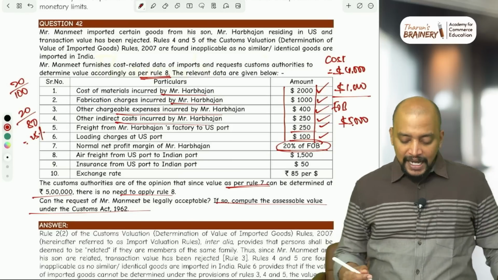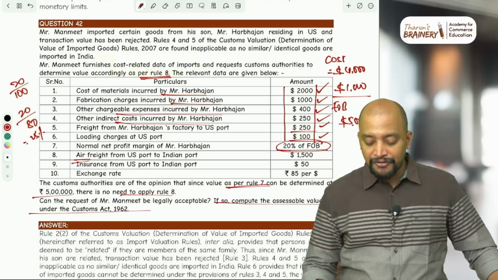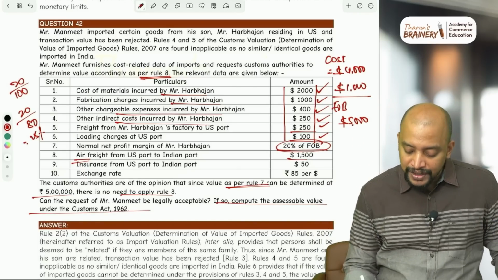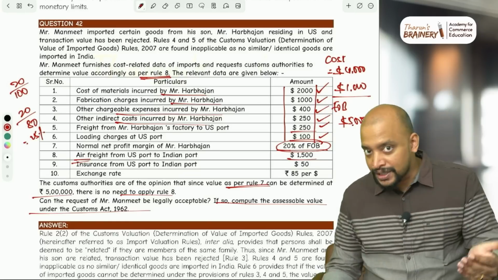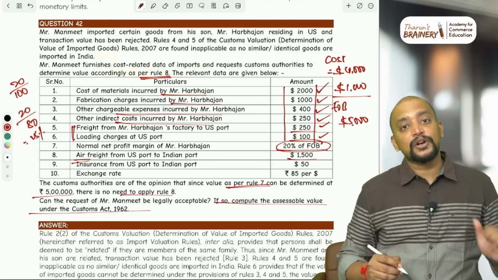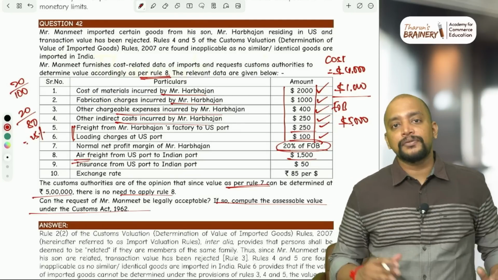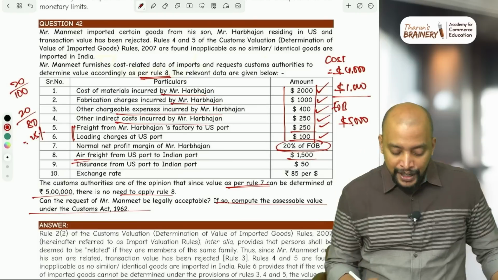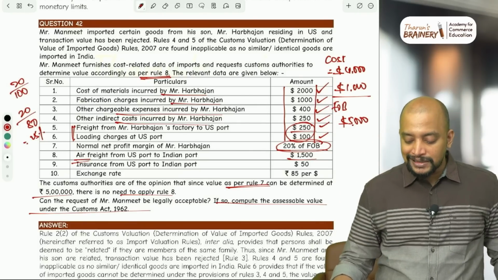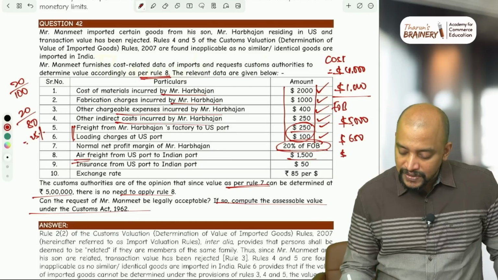Now they have given air freight. So what do we need to do with air freight? Actual or 20% of FOB. So 20% of FOB is 5,000 into 20%, that is 1,000, or 1,500, whichever is lower, 1,000. From that 1,000 you take out these 2 freights, freight and loading charges, because when we take 20% it will be from factory gate onwards, but it is already considered in FOB. So these 250 plus 100 you take out. So 1,000 minus 350, $650 will be added as freight, and insurance will be 50.